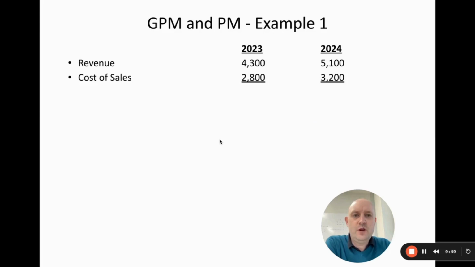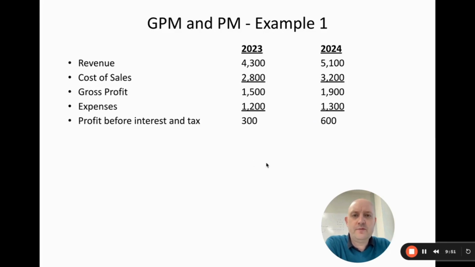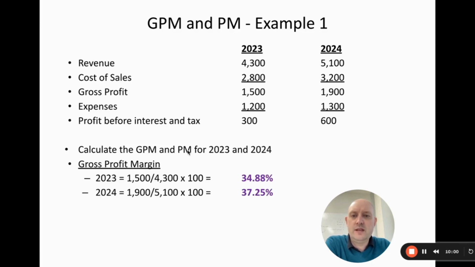So let's do a couple more examples and then I'll leave you. So here are some numbers for a business from 2023 and 2024. Calculate the gross profit margin. So the first thing we can do is for 2023, we do the gross profit 1,500 divided by 4,300 times 100. And we do the same thing for 2024.